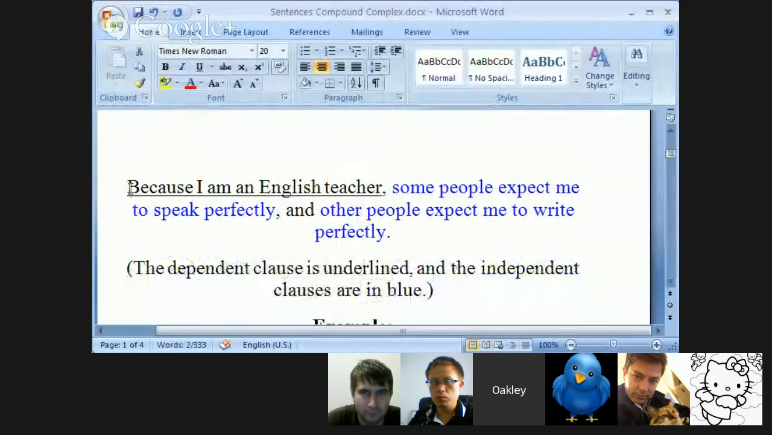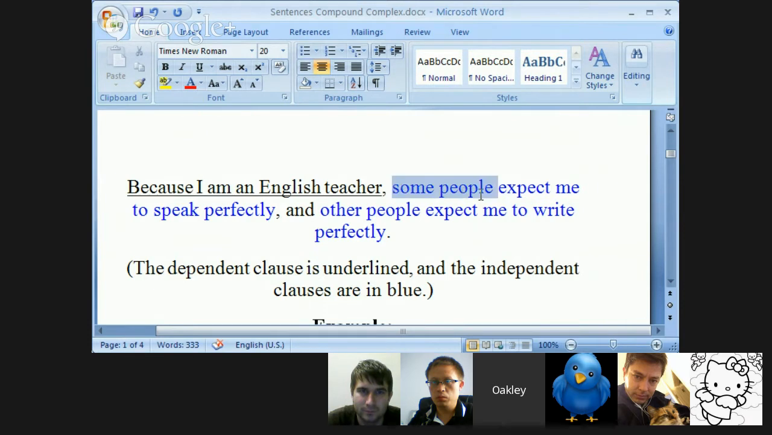So here is an example. Because I'm an English teacher, some people expect me to speak perfectly, and other people expect me to write perfectly. Okay, the dependent clause with the subordinator because, which makes it a dependent clause, is underlined here. Notice that regardless of whether it's a complex sentence or a compound complex sentence, when the dependent clause is first, we have to have a comma. There it is.